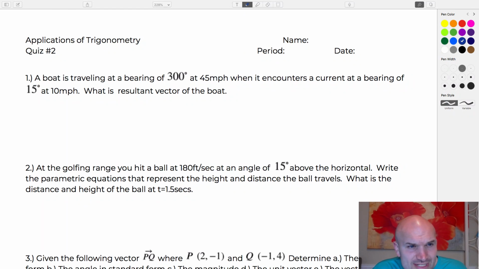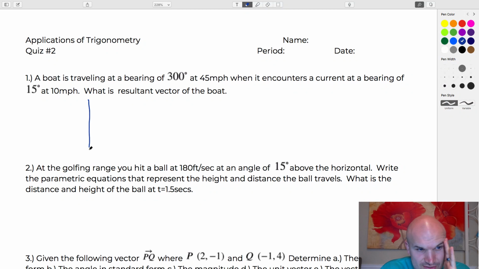The first problem is: a boat is traveling at a bearing of 300 degrees at 45 miles per hour when it encounters a current at a bearing of 15 degrees at 10 miles per hour. What is the resultant vector of the boat? I wrote this for my students to round to the nearest thousandth. I didn't write that in there, but that is one thing I want to do. So basically we have 2 things going on here.